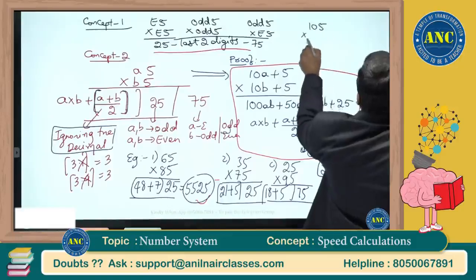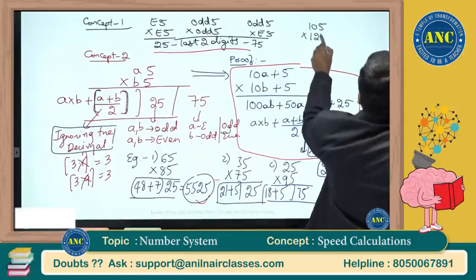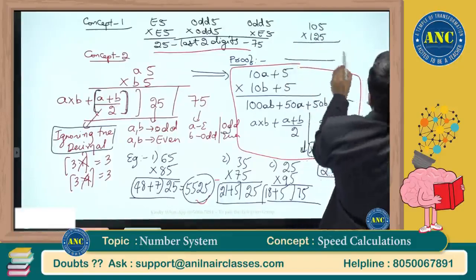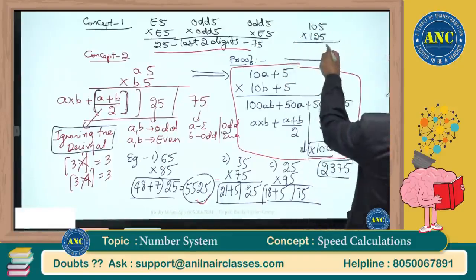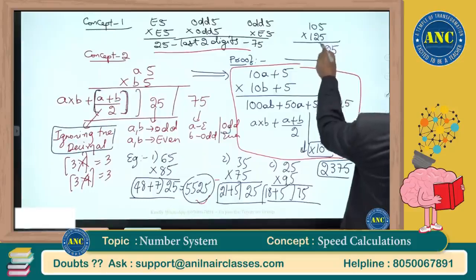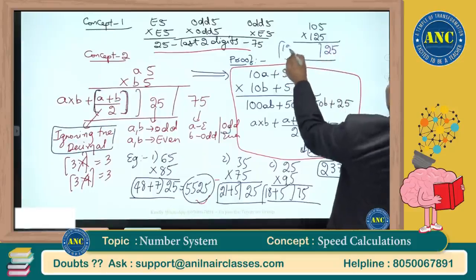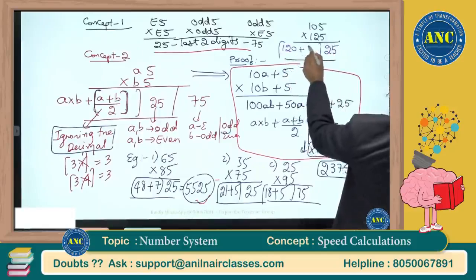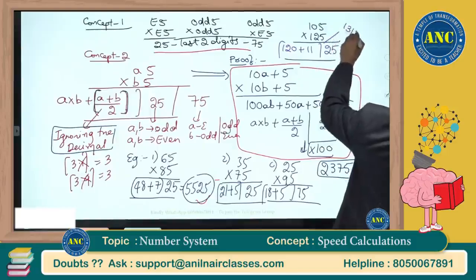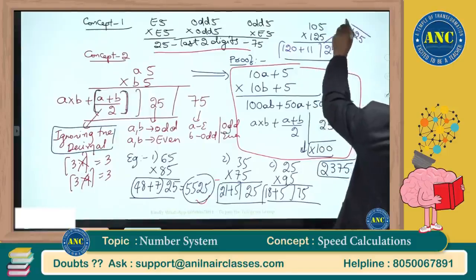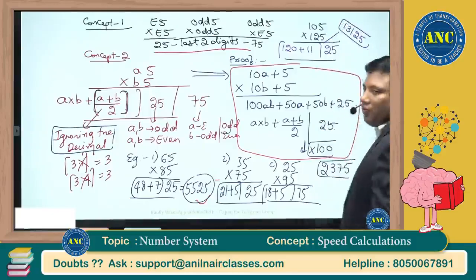Definitely yes. 105 into 125. A is 10 and B is 12. So 10 12s are 120. 10 plus 12 is 22 by 2, which is nothing but 11. So the answer for this question is 13125.